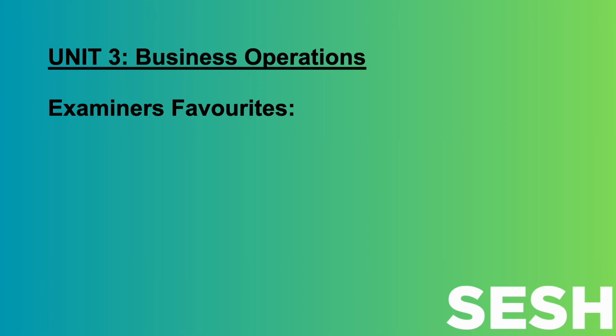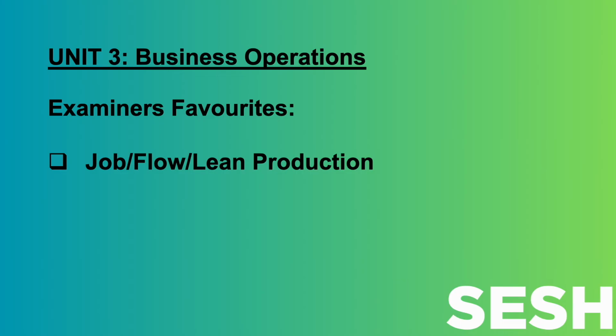Unit 3 is business operations. Here we're looking at the examiner's favourites. So big examiner's favourites is job, flow and lean production. Job production involves the creation of customised and unique products in small batches. Flow production focuses on continuous, standardized mass production, mass being loads of production, while lean production is something slightly different, which is about reducing waste, combining efficiencies for the business, maybe through continuous improvement principles, Kaizen you might be thinking about there, to create value in the manufacturing process.